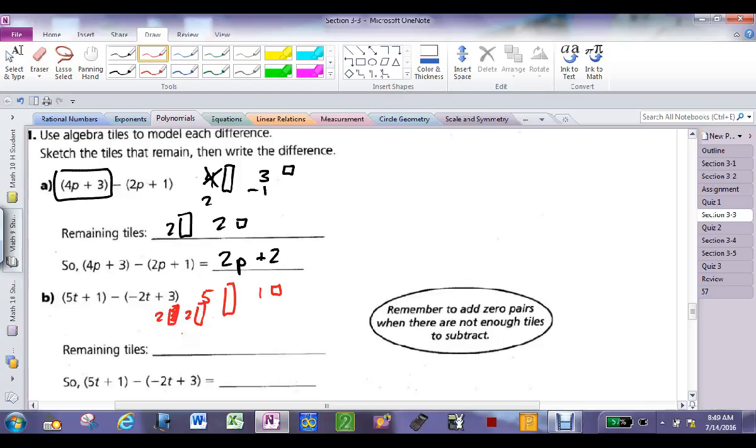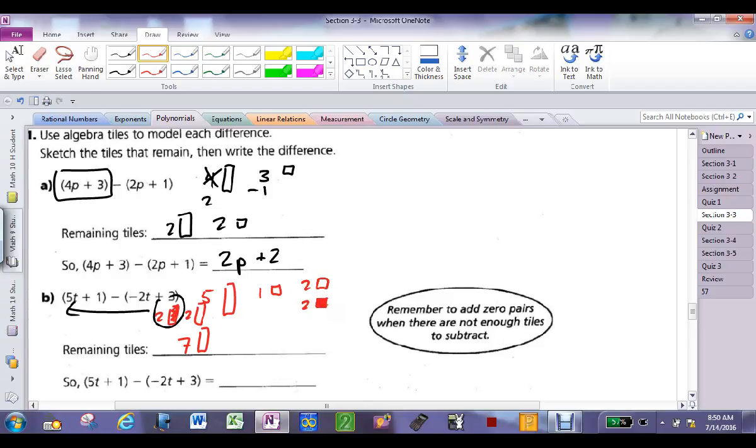Now can I take away 2 negatives? Yes. Gone. What's that leave me with? 7 bars, right? And I have to take away 3 positives. Do I have 3 positives? No. So I got to add 1, 2, 1. Oh, wait, we're doing it shortcut way. I got to add 2 positives and 2 negatives, yeah?